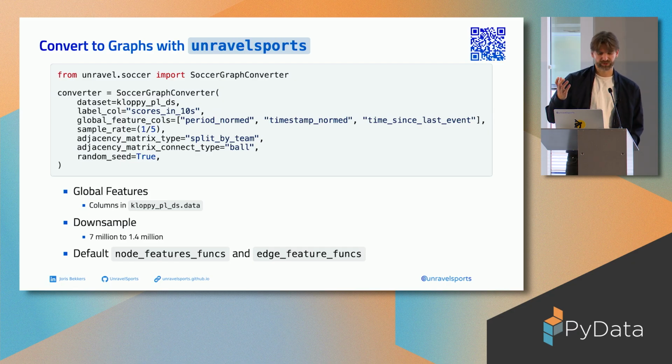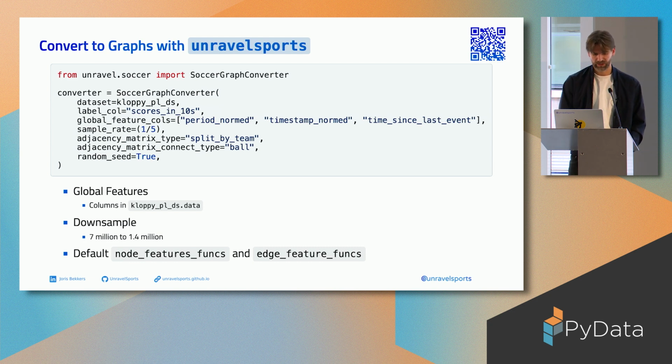You can also specify the adjacency matrix type and the way you want to connect your adjacency matrix. The split by team and ball options are the ones that I shared here. Those are the defaults, and those are the ones that we found in our research to work best. But there are some other options out there that are built in as well.